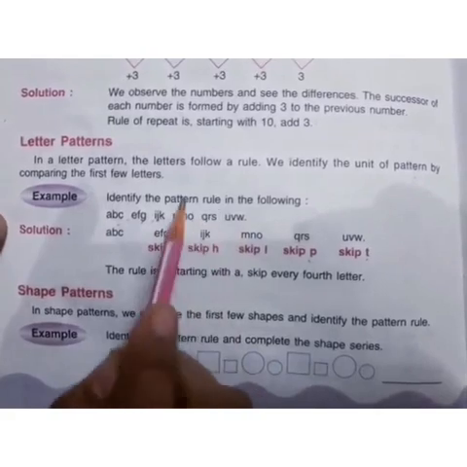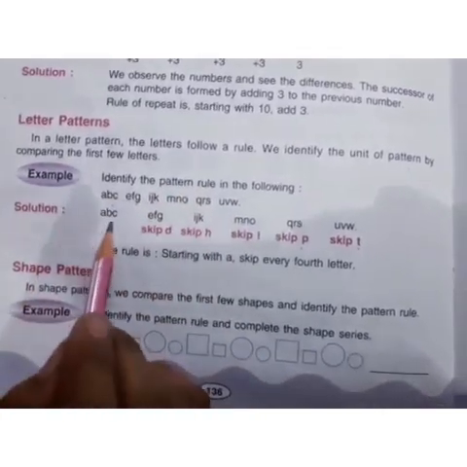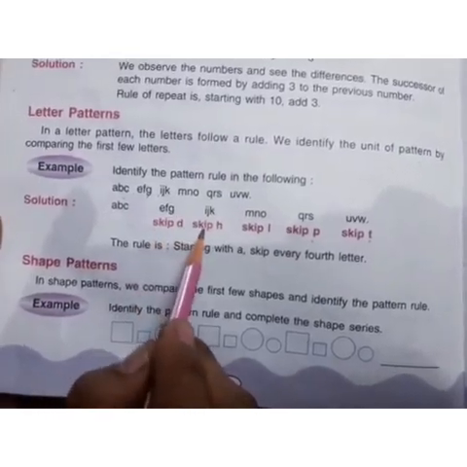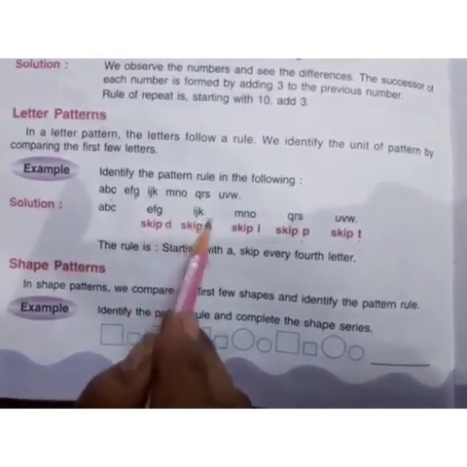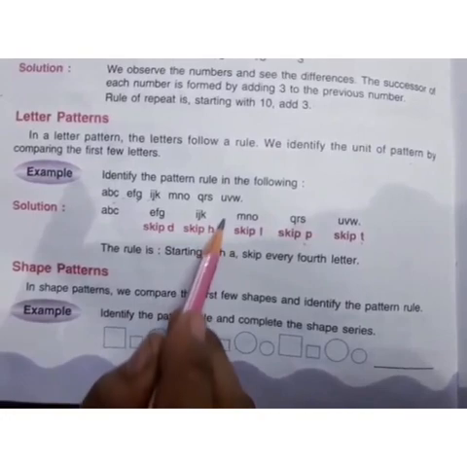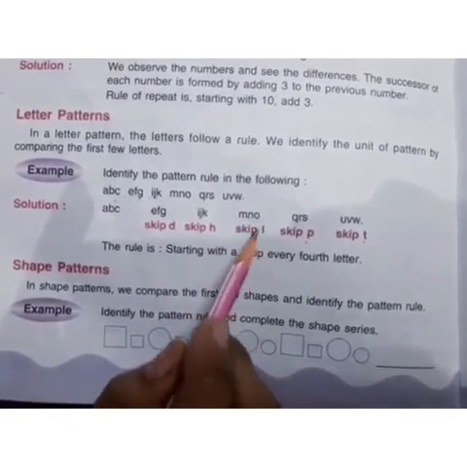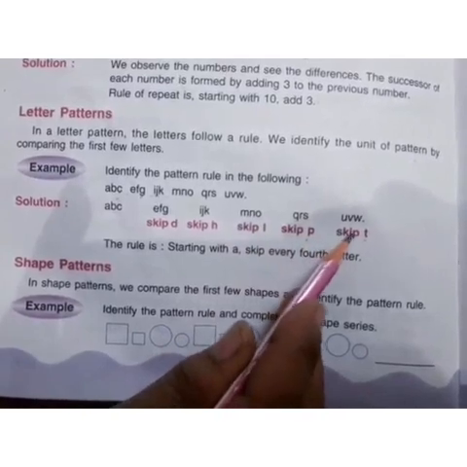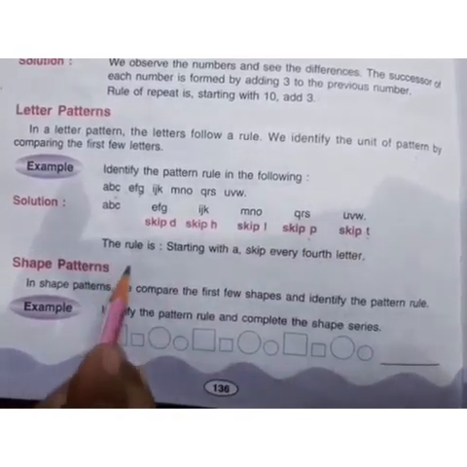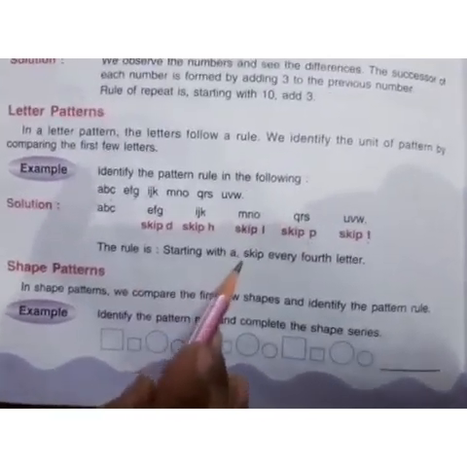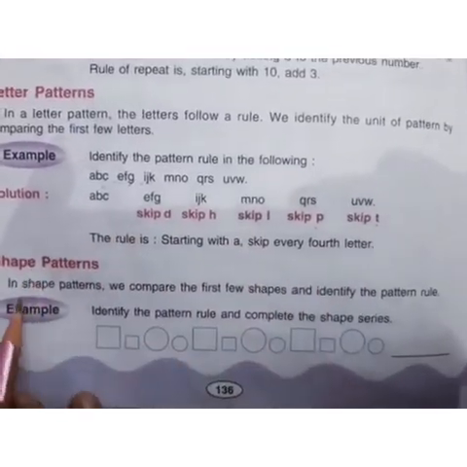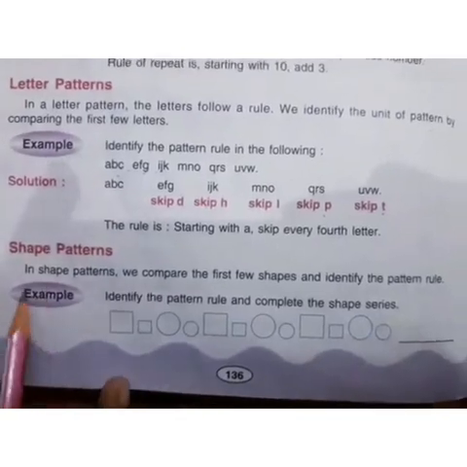U, V, W. Here A, B, C, skip D. Then E, F, G, then skip H. I, J, K, skip L. M, N, O, then we are skipping P. Q, R, S, we are skipping T. The rule is starting with A, skip every fourth letter.